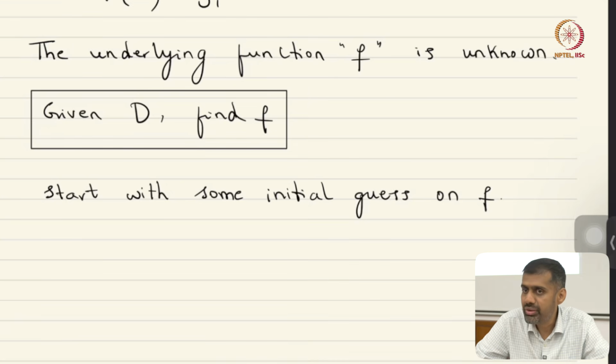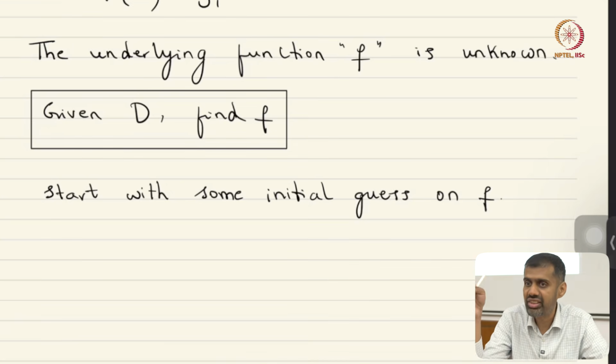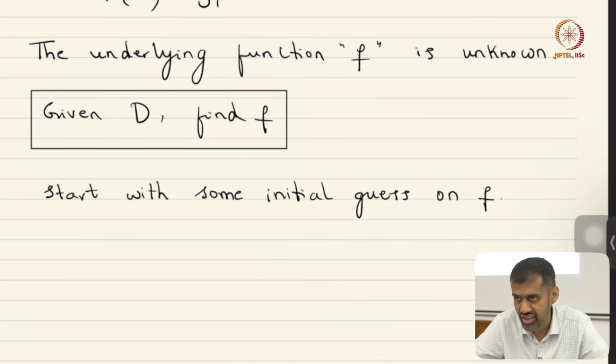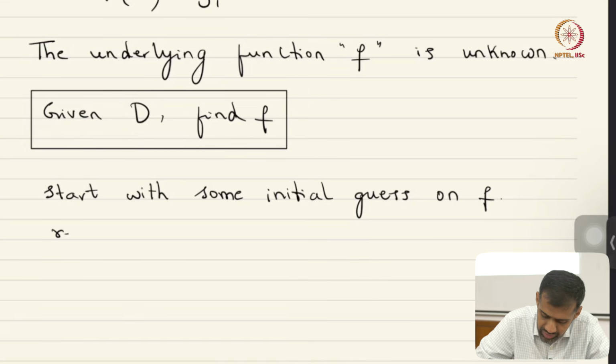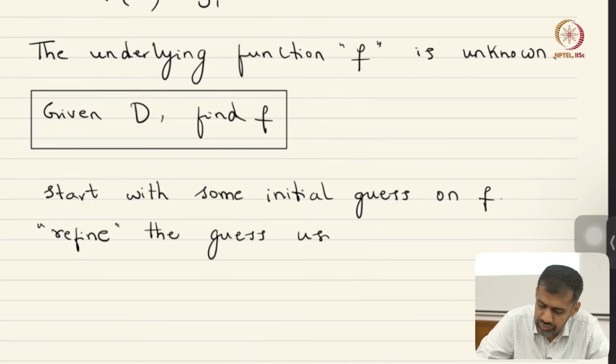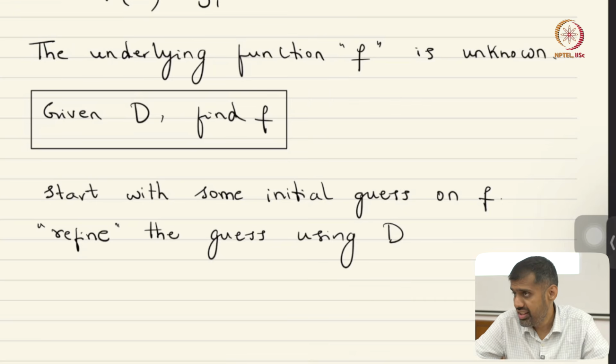We have no access to reality. We have no access to the underlying function that actually generated this sort of data. So, we will only get an estimate. Now, the idea is to start with some initial guess on f and refine the guess using D. This set D, which are the observations that we have, is what is often referred to as data.